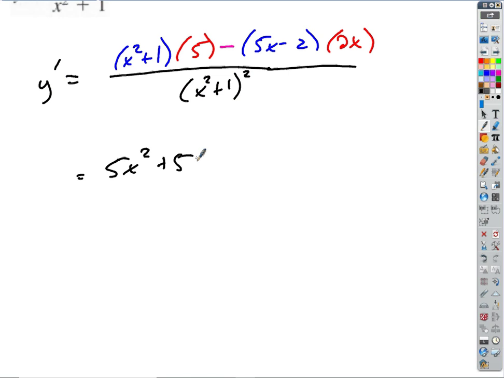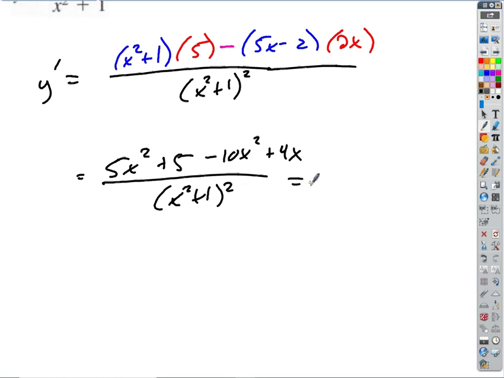5x squared plus 5. Now, you guys can do this for me. Distribute the minus 2x to this. Minus 10x squared plus 4. You buy that? Okay. All over x squared plus 1 squared. And finally, we get negative 5x squared plus 4x plus 5 all over x squared plus 1 squared.